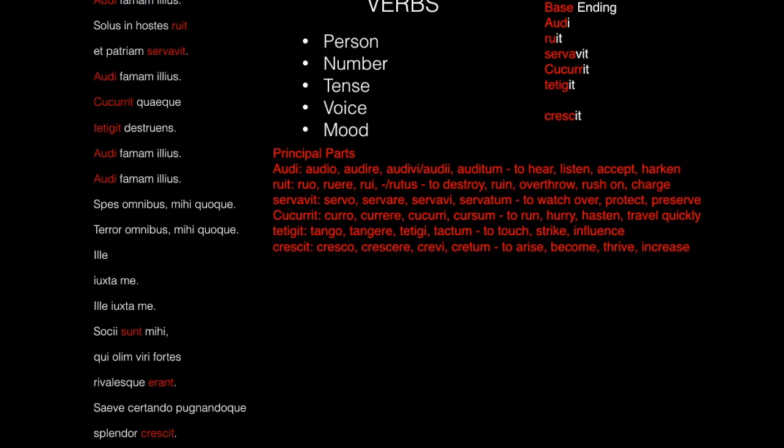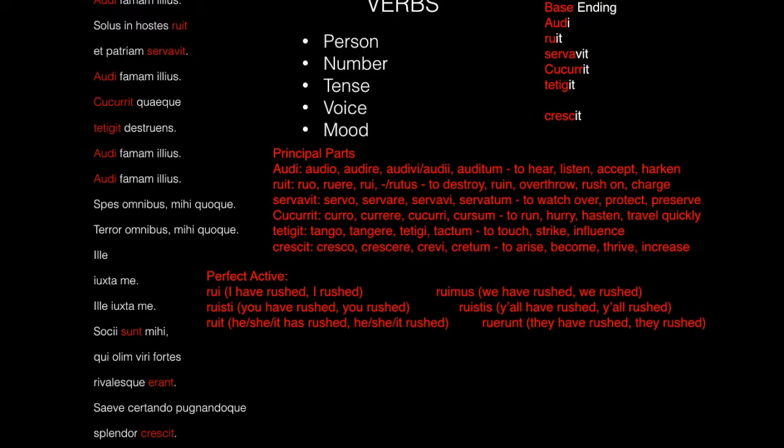So the perfect active indicative of any Latin verb goes like this. I, isti, it, imus, istis, erunt. So, he rushed against the enemy, he preserved his land, he ran, and he destroyed.